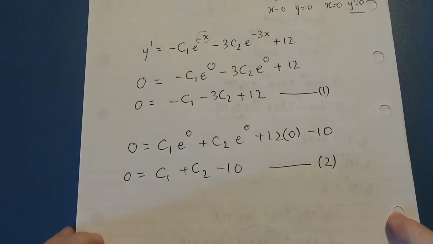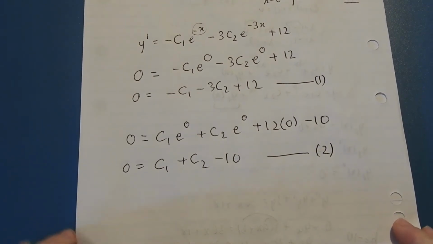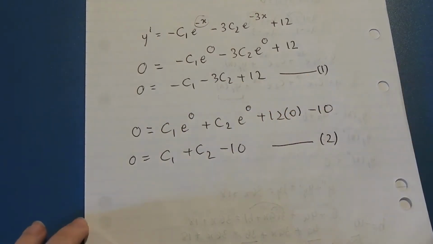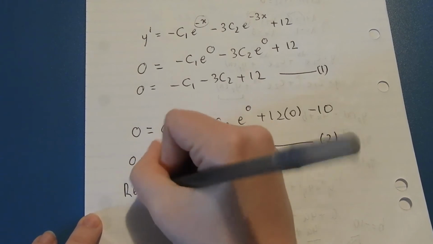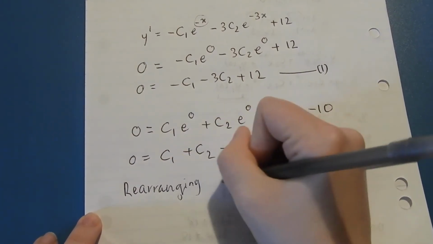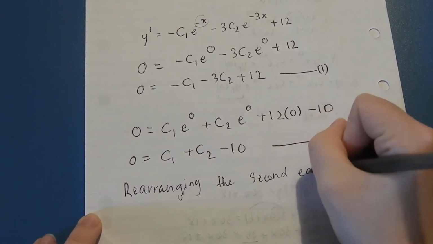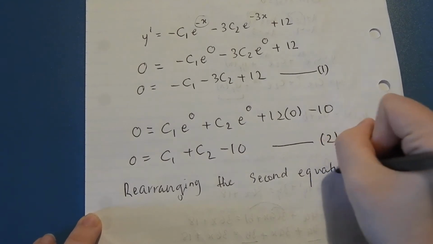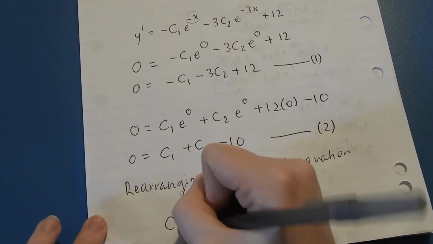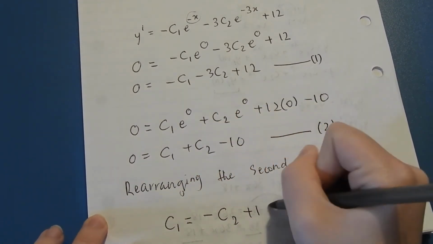So now we need to solve these equations simultaneously. So we need to find the values of c1 and c2. So let's rearrange the second equation. Rearranging. So let's write c1 equals negative c2 plus 10.